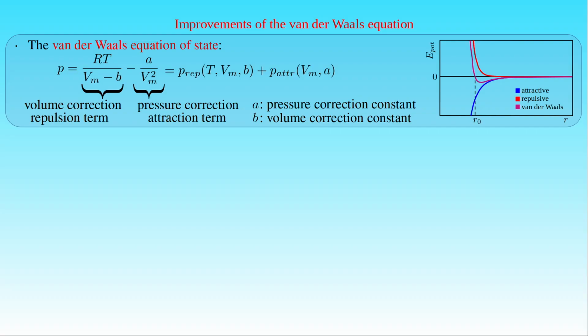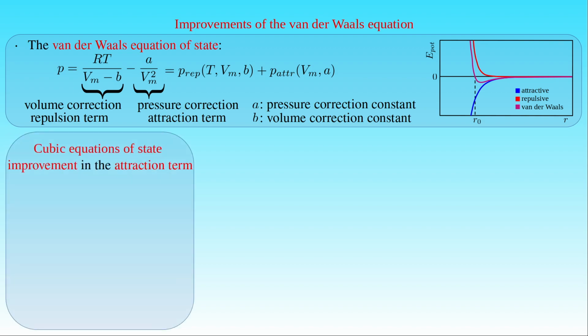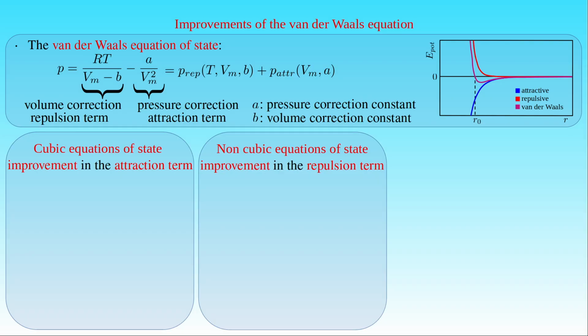Because the van der Waals approximation describes the behavior of real gases only with a limited accuracy, several modifications were constructed to improve the van der Waals equation. Here we present some of the most popular examples proposed over the last few decades, which can be divided into three groups. The first group consists of those equations of state where the pressure correction is improved in the attraction term of the van der Waals equation. In these modifications, the denominator of the attraction term remains quadratic in the molar volume. That is, the improved equations of state remain cubic in the volume of the substance. In the case of the second group, the volume correction formula is modified in the repulsion term of the van der Waals equation, which results in non-cubic equations of state.